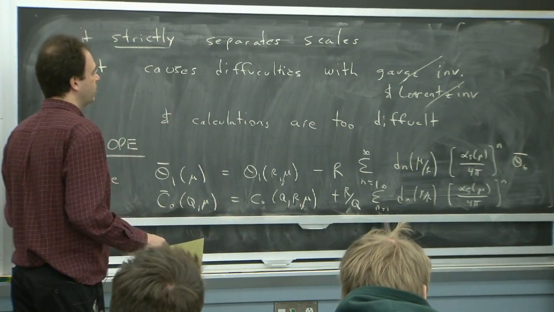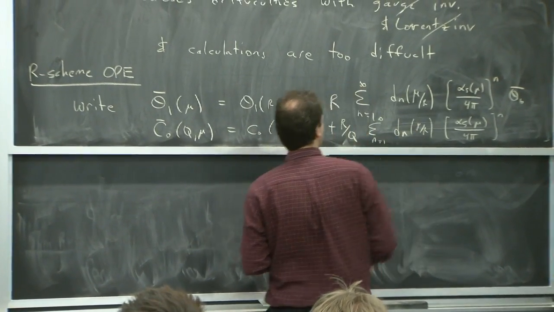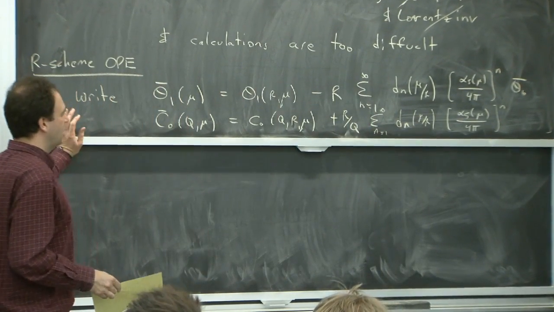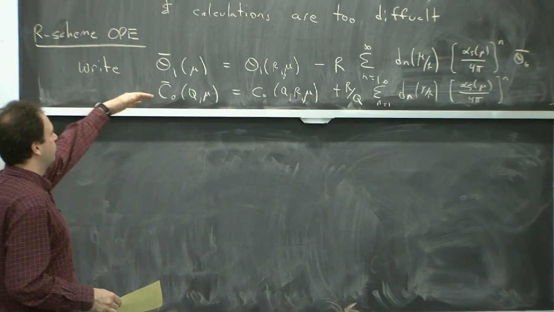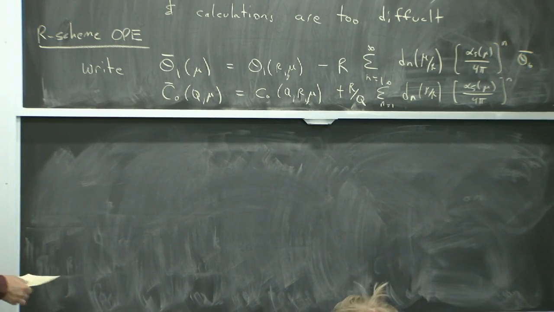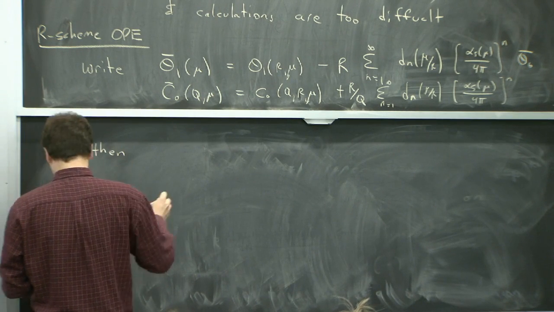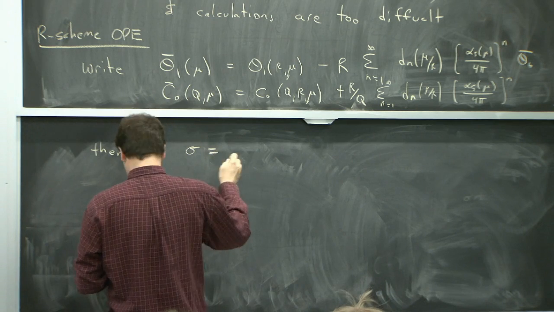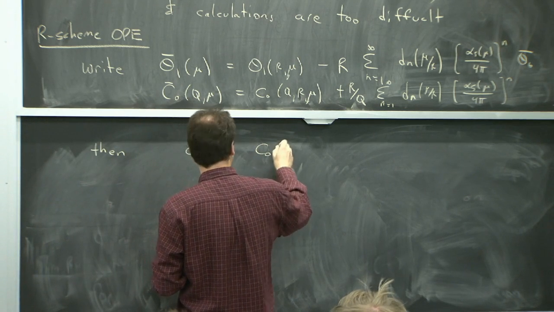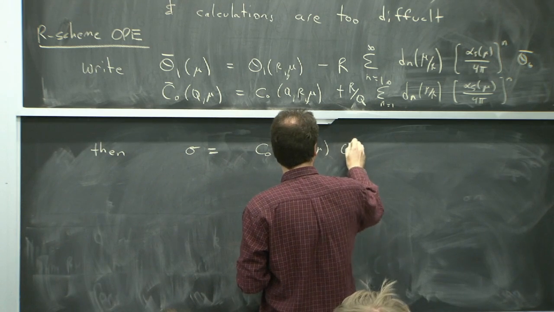I set up some coefficients, Pn, and I do a subtraction on the operators and an addition on the coefficients in the way I've written it. So that's just a rearrangement of the physics. And we've set it up so that the result of that looks like this.